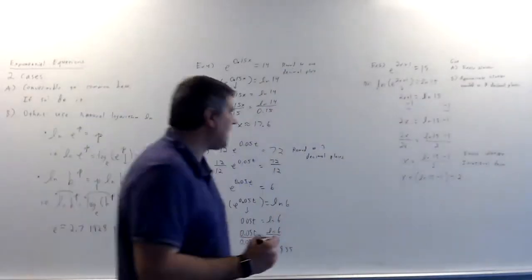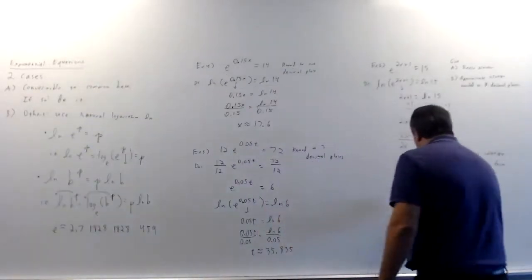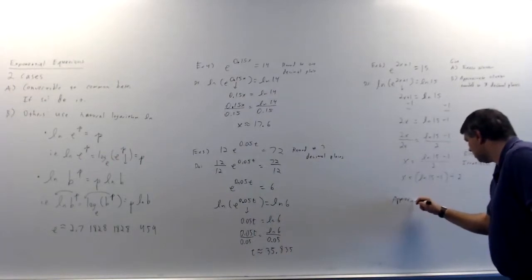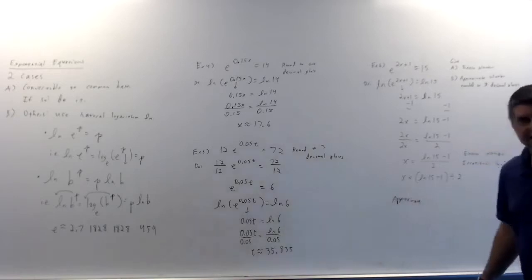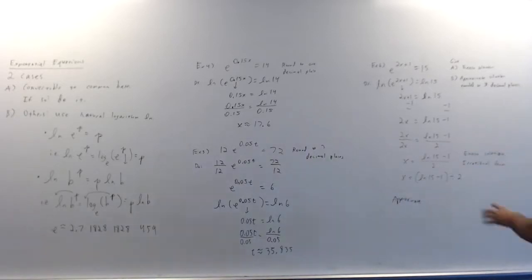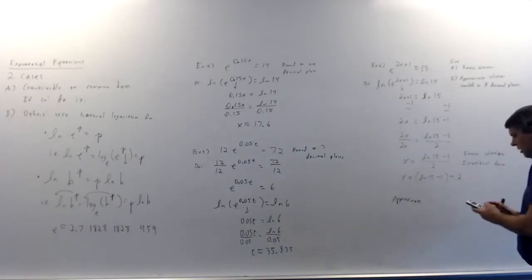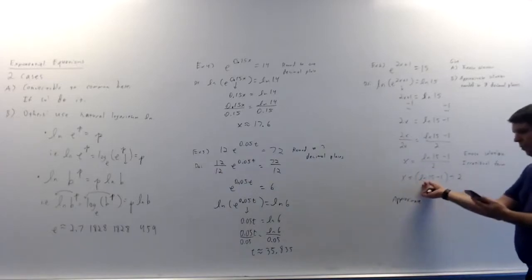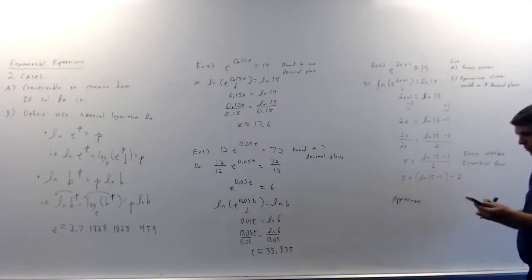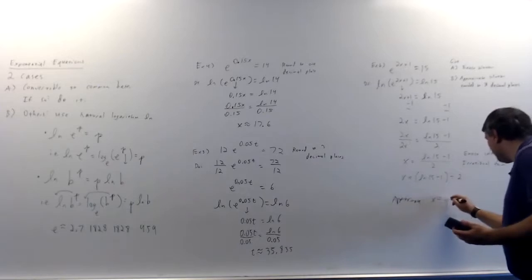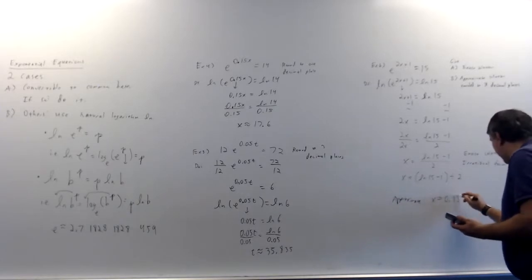Okay? Now here's an approximate. Parentheses. Okay? Natural log of 15. Hit enter or equal. 2.708 something, subtract 1. 1.708 something, divide by 2. Okay? Approximate. X is approximately 0.854.